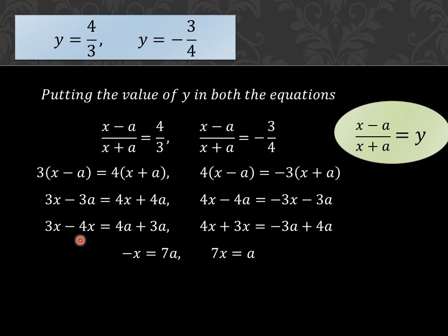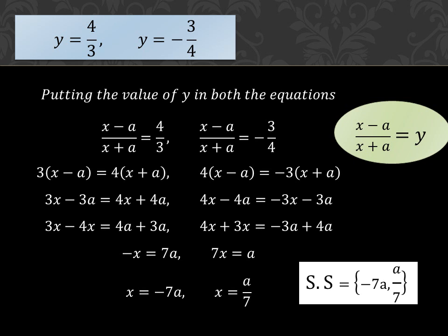3 minus 4, if you write that in the calculator, you will get the answer minus 1. So we have to place minus here. 7a equals 7x equals a. The minus sign will go to the other side of the equation with the answer, and 7 will go to the other side of the equation and it will divide here. After getting the answer of x, we have to write the answer in the form of a solution set. I hope you got the concept.